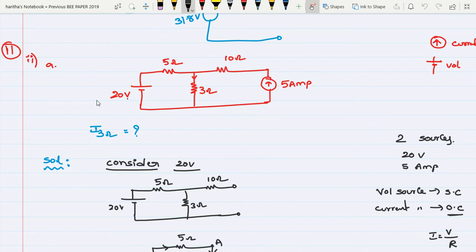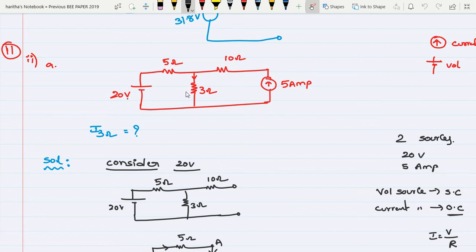So first of all, in the superposition theorem, first identify the number of sources. So number of sources are two sources here. One is 20 volt source and one is 5 ampere source. First consider one source at a time and find the current passing through the 3 ohm resistor and the remaining all other sources, if other sources are there, remove them. Just consider one source at a time.